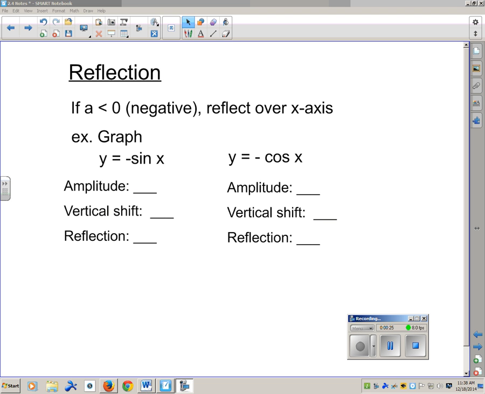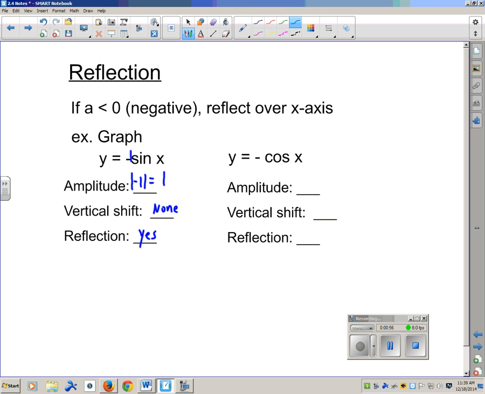So let's go ahead and graph out y equals negative sine x. Thinking through all of our parts, is there something being multiplied? Oh yeah, there's a -1 being multiplied. If you remember, you take the absolute value of that, which is 1, and that gives us our amplitude. Is there a vertical shift? No, there's nothing being added or subtracted, either in front of it or to the right of it, so none. And is there a reflection? Yes, your a here is negative, so yes, there's a reflection going on.